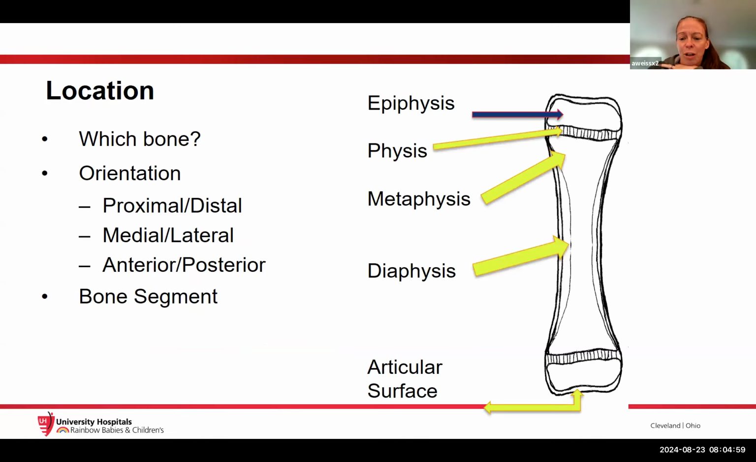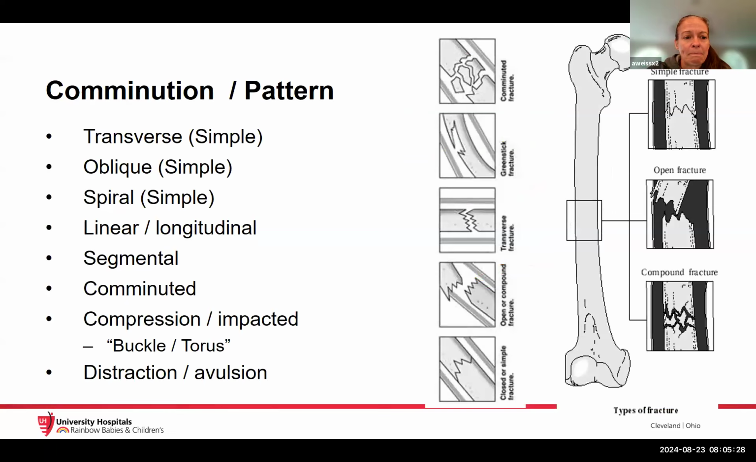So for all of you people who don't do pediatrics, the epiphysis is the portion of the bone that is in the joint. The metaphysis is next to the physis. The diaphysis is the long part. And then the articular surface is attached to the epiphysis. That applies to all of the long bones, obviously not to the bones of the midfoot or hand.